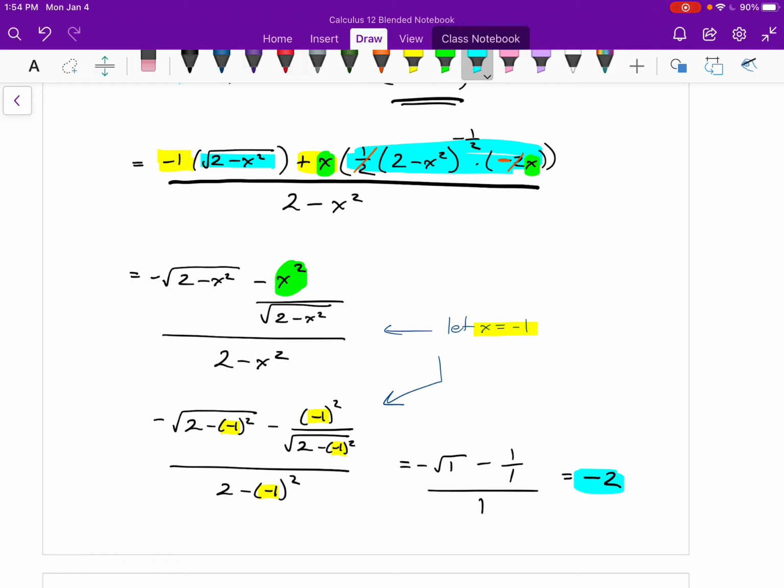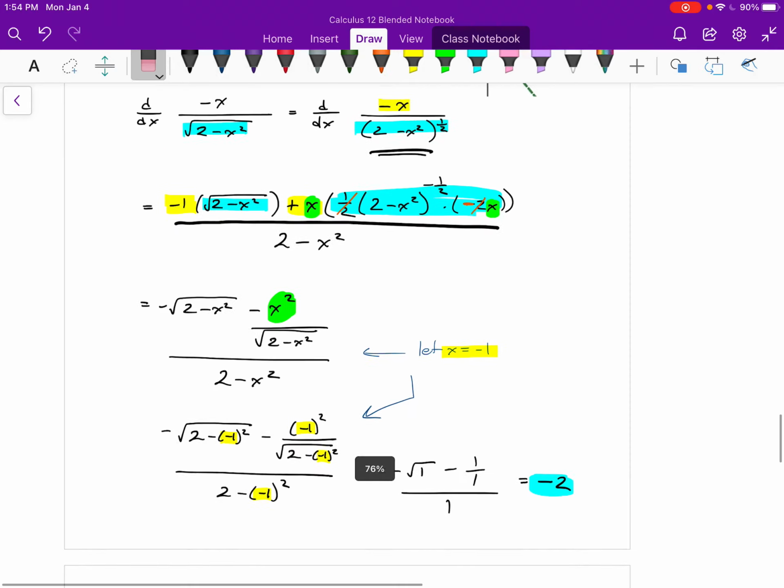If I jumped to that right away, before I cancel stuff out, I think it would have made it even more complex for myself. But I think that's it.